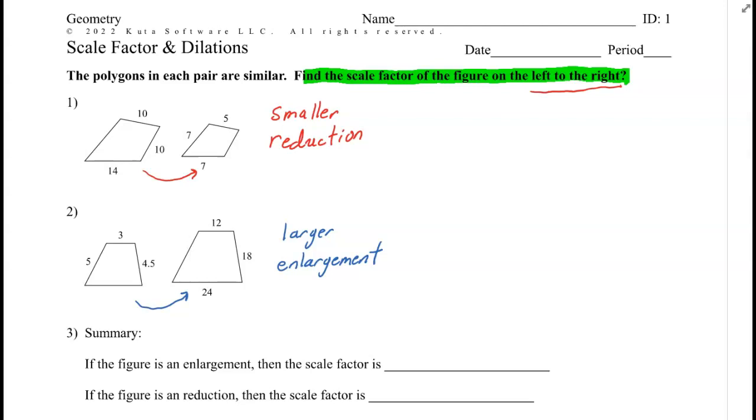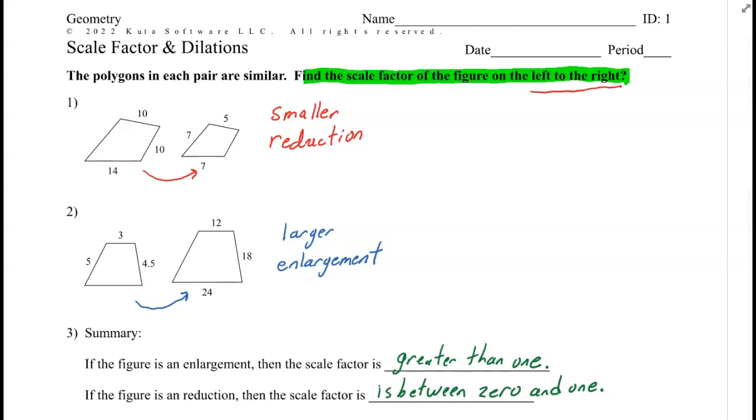And then I'm going to jump down to number 3. If a figure is an enlargement, the scale factor is always greater than 1. So if the image is getting larger, we want a scale factor greater than 1. In contrast, if the figure is a reduction, then the scale factor is between 0 and 1. Some people just say simply less than 1, but technically it needs to be greater than 0.